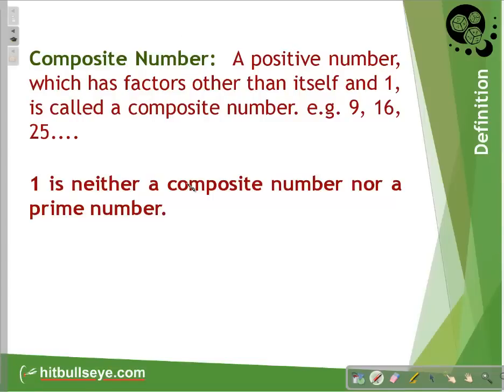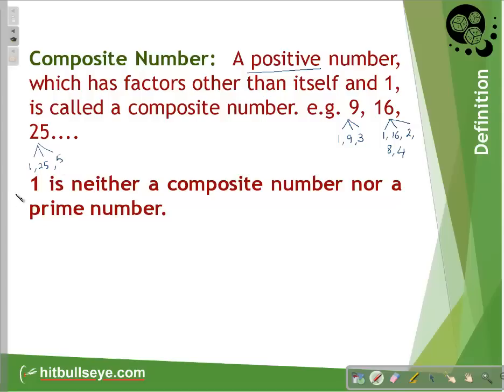Now come to composite numbers. Exactly the reverse of prime numbers. A positive number, see this word, a positive number which has factors other than itself and 1 is called a composite number. For example, for 9, the factors are 1, 9 and 3 as well. For 16, we can write many factors. 1 and 16, obviously they are factors. We can write 2, we can write 8, we can write 4 as well. For 25, 1 and 25. But there is one more number which is dividing 25, that is 5. That's why 25 is not a prime number, rather a composite number.